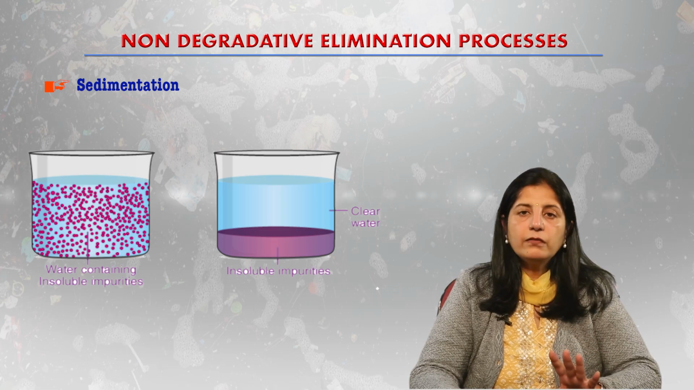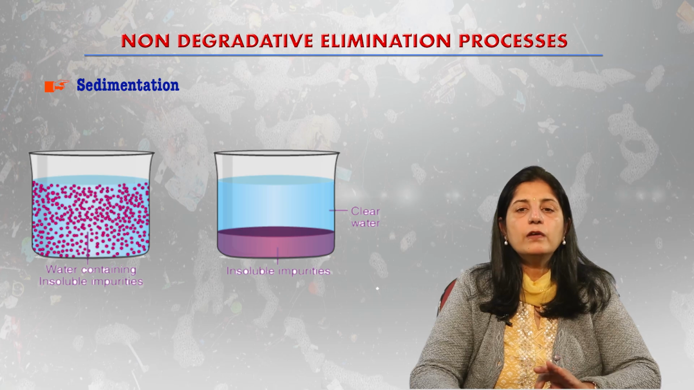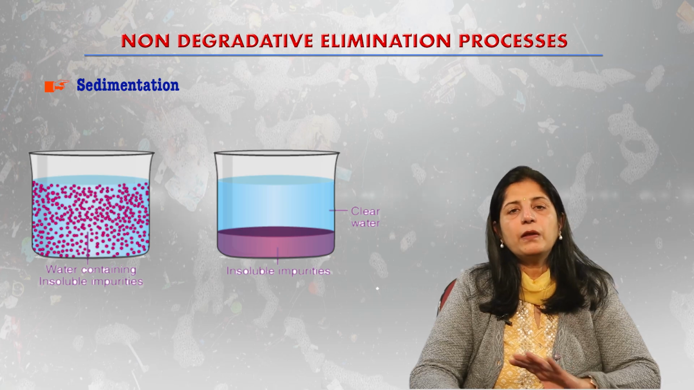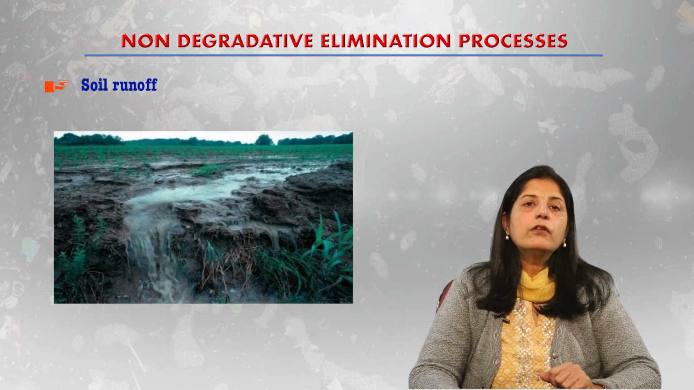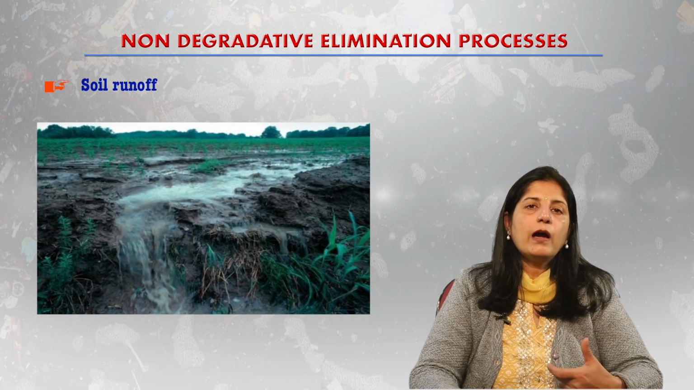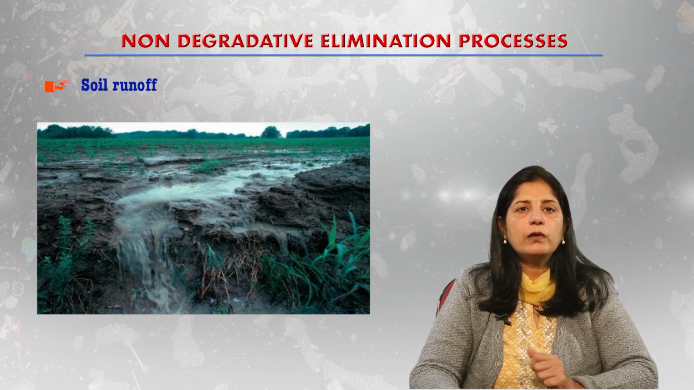So, the pollutant is still present there, but the chances of it getting into a living organism are significantly reduced as compared to if it were present in pure water. Then soil runoff. Highly water-soluble contaminants can be removed and redistributed through runoff and soil percolation.